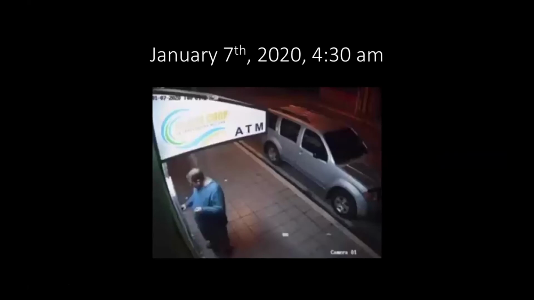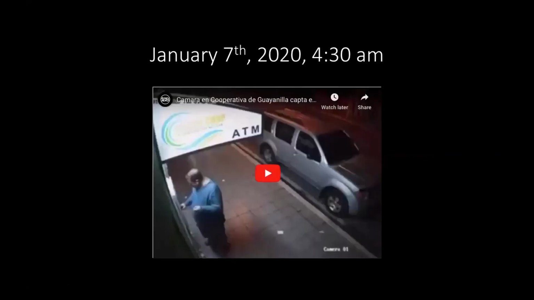This is ATM security footage of the moment that the earthquake struck. You'll see the man run towards his car to kind of hold on to it, and it's because his young daughter was inside the car.